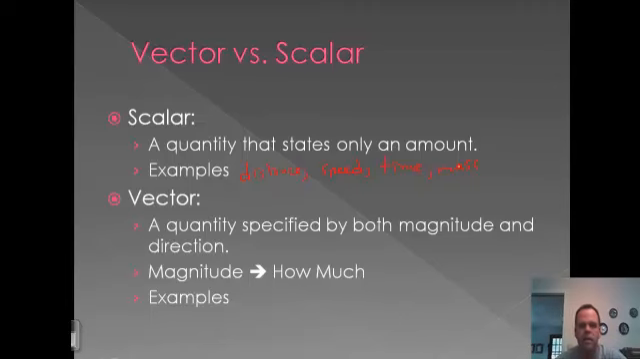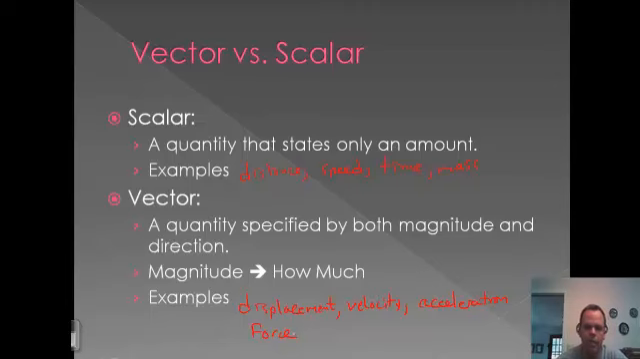A vector is a quantity that contains both magnitude and direction. So the magnitude, how much, and the direction that it's traveling. The vector that corresponds to distance is displacement. The vector that corresponds to speed is velocity. Other quantities that we've worked with, acceleration, and later quantities that we'll work with, such as force, are all vector quantities. So these have both a direction and a magnitude, an amount.